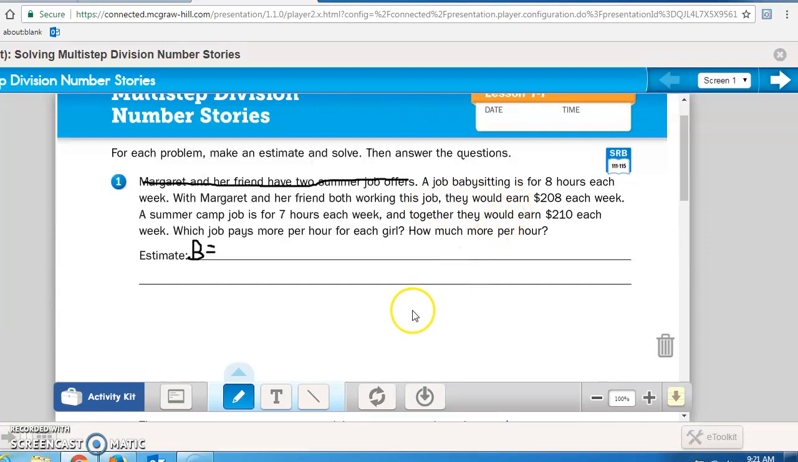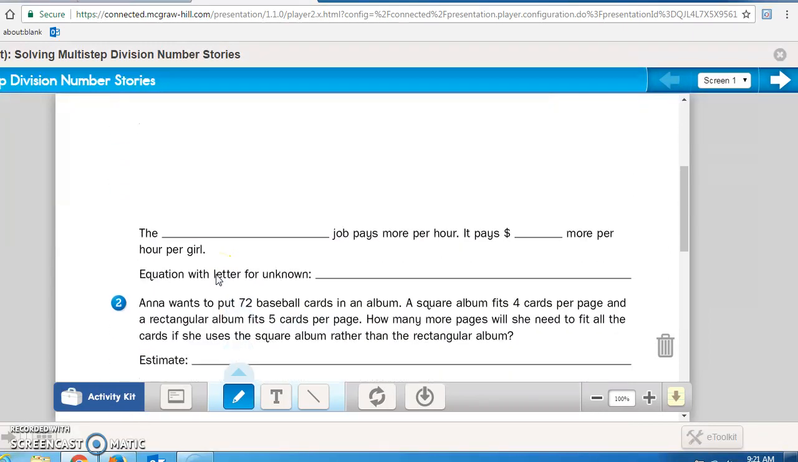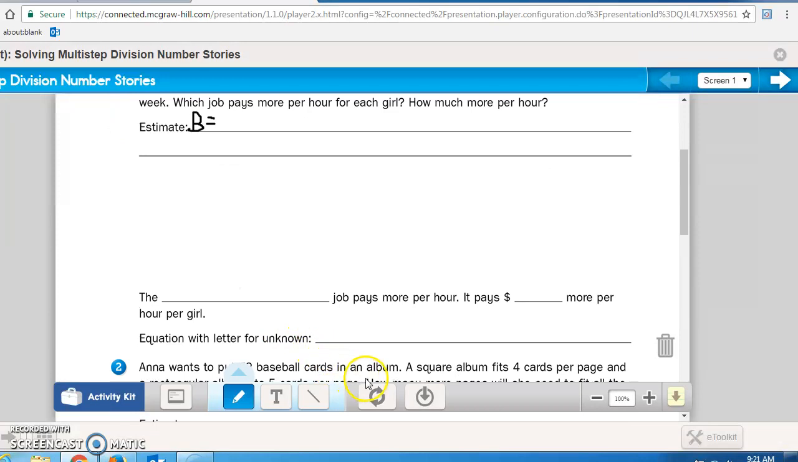Okay, well, I'm sorry, I'm doing the estimate first, and I want to actually do the equation first because for me, that's easier. So again, B babysitting. I make $208 for 2 people, so I'm going to divide that in half. And then I'm going to divide it by 8 hours because that's going to give me how much per hour I'm making.